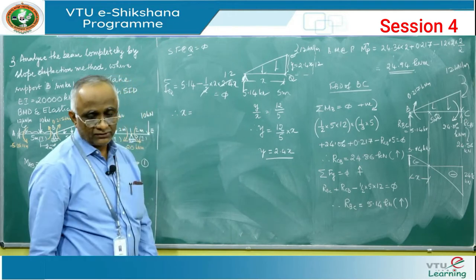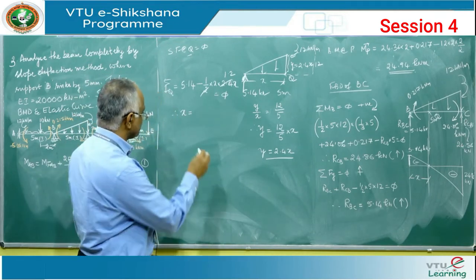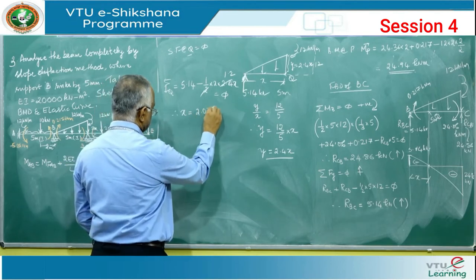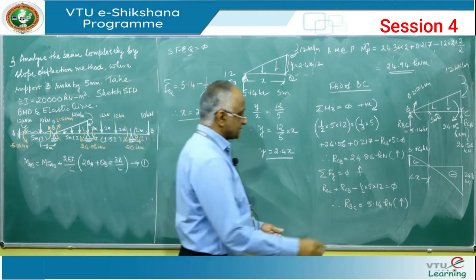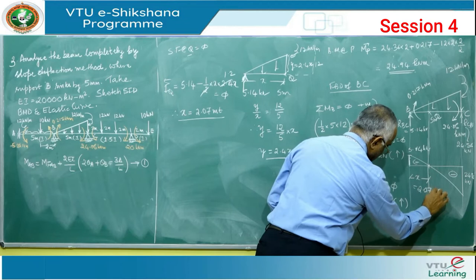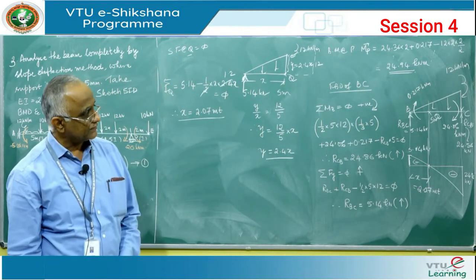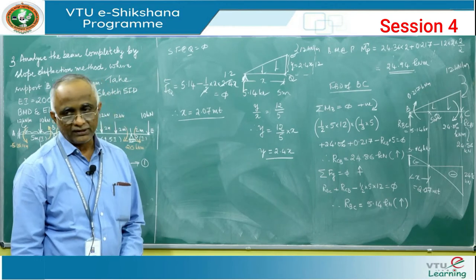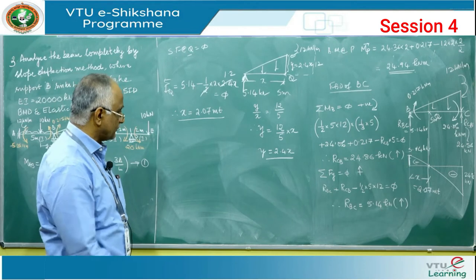1.2 x square is equal to 5.14. So it is 2.07 meters. That means this distance is 2.07 meters. At a distance of 2.07 from B towards C, you will get the point of zero shear force. It represents the point of maximum bending moment.